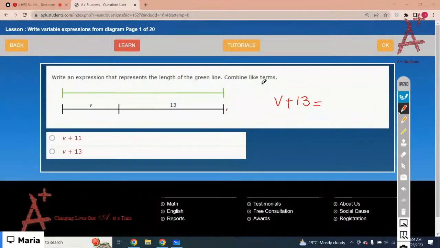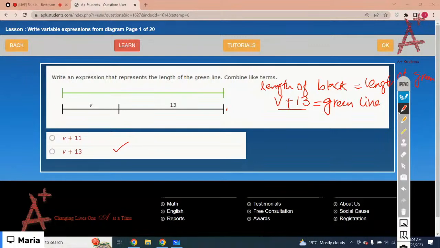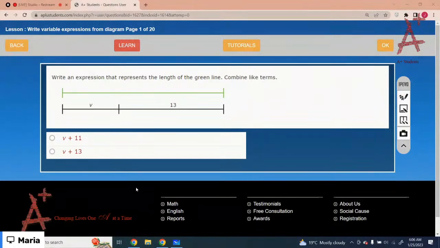So both the lines are equal. Length of black line equals length of green. They both are equal. Got it? So if the length of the black line equals V plus 13, then the length of the green line must equal V plus 13. Got it? So that would be V plus 13. The correct option is V plus 13. Just select the correct option and click on the OK button.